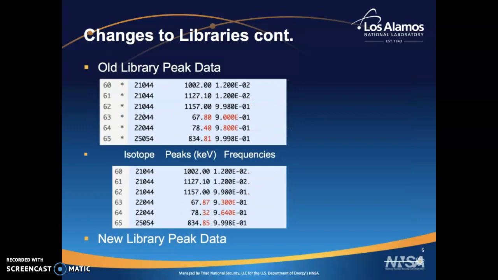The second portion of the library file is a list of the same isotopes as in the first part, but listing the most important peaks and their probability of emission. This portion can be a couple hundred data points. Again, as you can see, the magnitude of changes are usually not big.